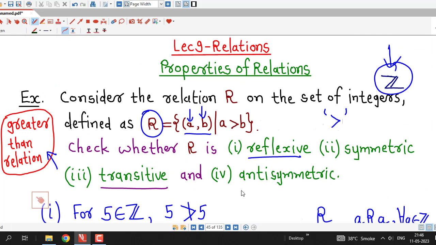So in this way we can decide whether a given relation is satisfying certain properties on a given set. So this is all about this session. We will continue with this series of relations in upcoming lectures.